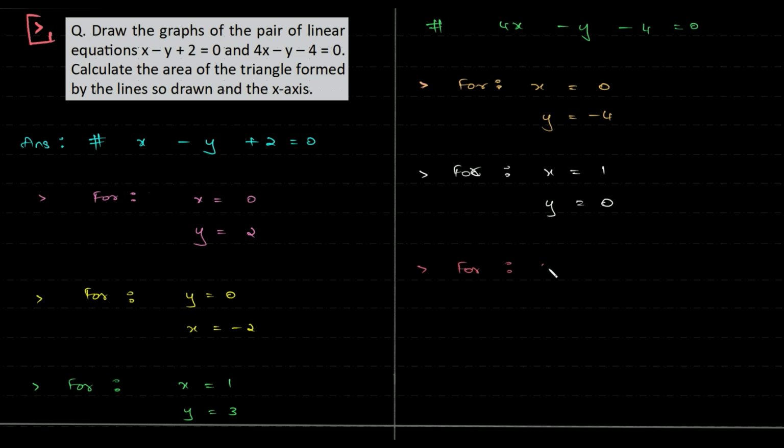For x is equal to 2, if you feel this is complicated, then we can do it systematically. 4 into 2 minus y minus 4, so 8 minus 4 is 4, minus y is equal to 0. If I transpose y onto the right hand side, it will become positive and 4 will remain there. So y is equal to 4.